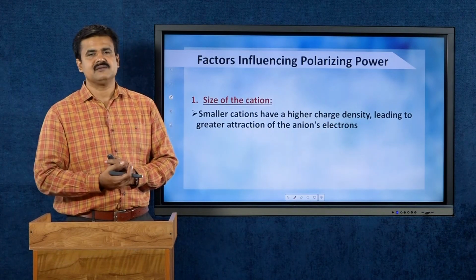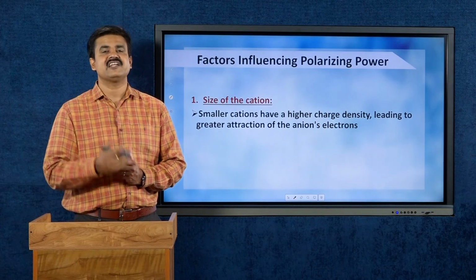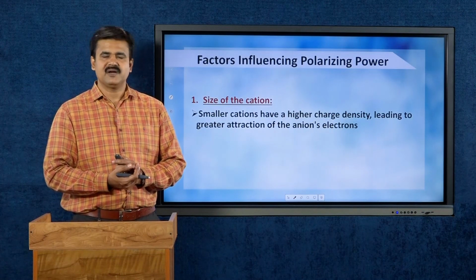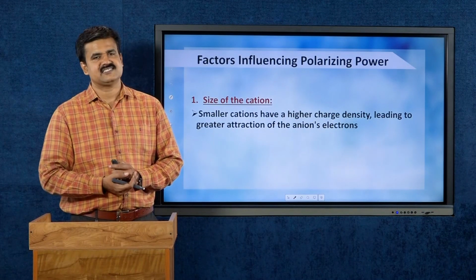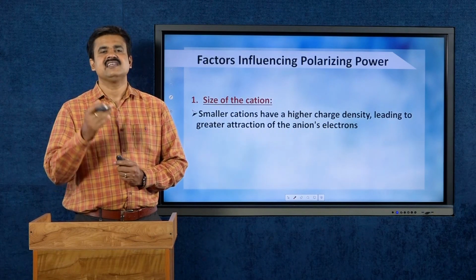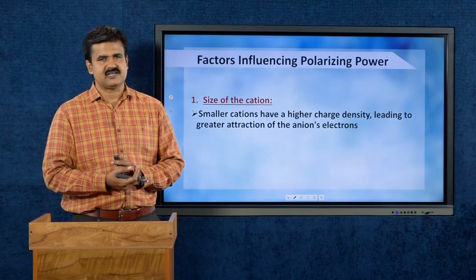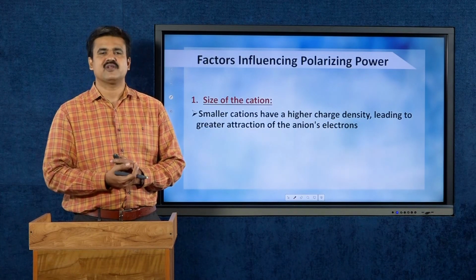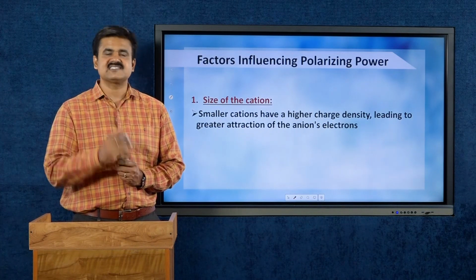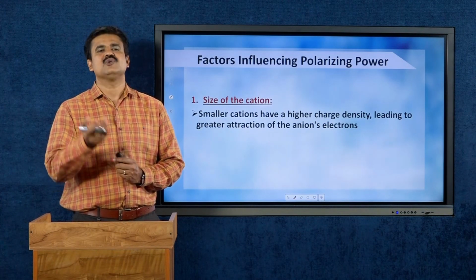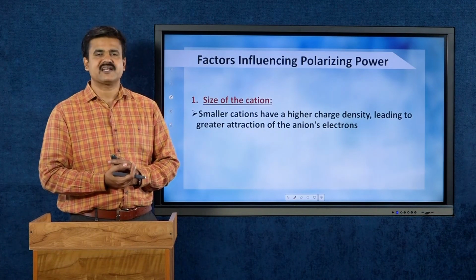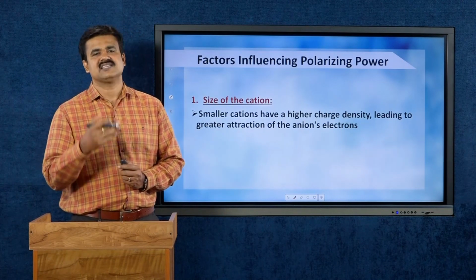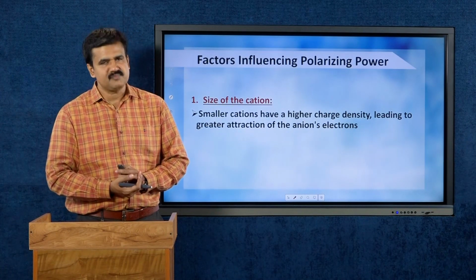Now, what do you mean by the term charge density? Charge divided by volume. Bigger sized cations have lower charge density, but small sized cations have high charge density. Higher the charge density, it can enable strong polarization. That is, charge density is directly proportional to polarizing power. Size is inversely proportional to charge density. So, size is inversely proportional to polarizing power of cation. So, smaller sized cations have higher charge density and hence high polarizing power.